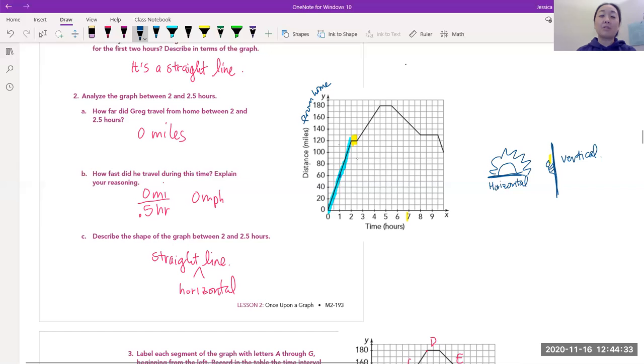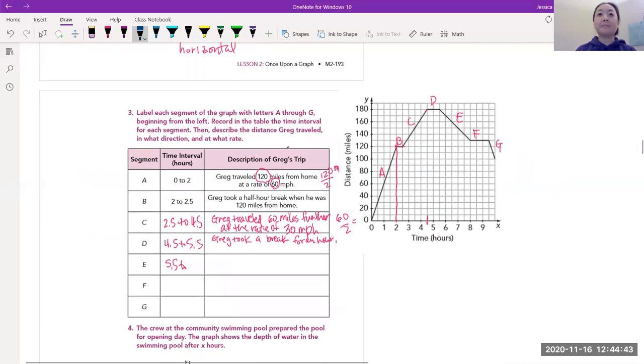So yeah, it's a horizontal line, which means that there was no change. It's just staying. He's just resting, because we're talking about distance here. He's not going anywhere. All right, and then if you notice right here, we're going to describe each section, right? So if you did not finish this part, I would pause and finish this thing. Okay, I hope you paused.